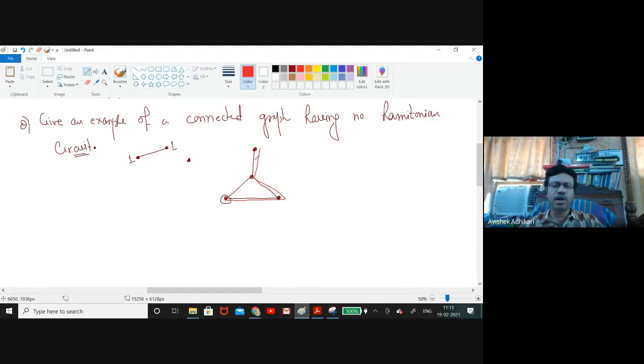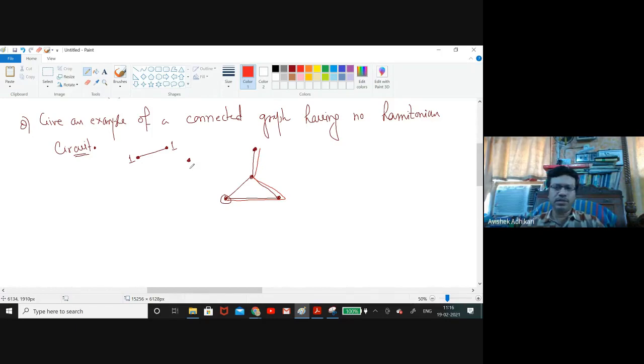So if you are exploring any of these edges, then certainly the vertices will be repeated more than once. So if a connected graph has a vertex with degree 1, then you cannot have a Hamiltonian circuit. So you can understand that a graph may not have a Hamiltonian circuit.